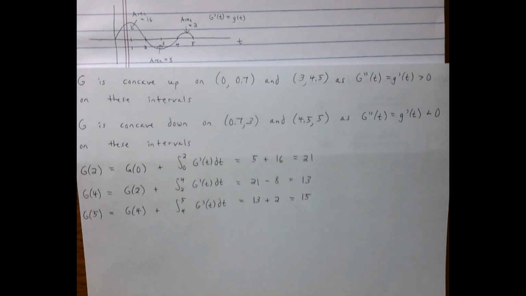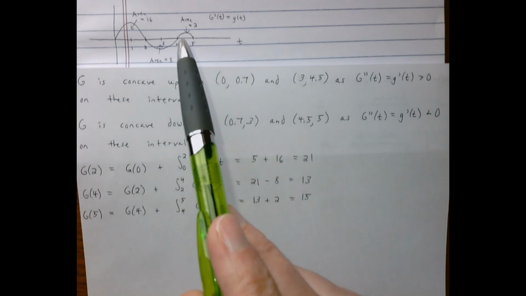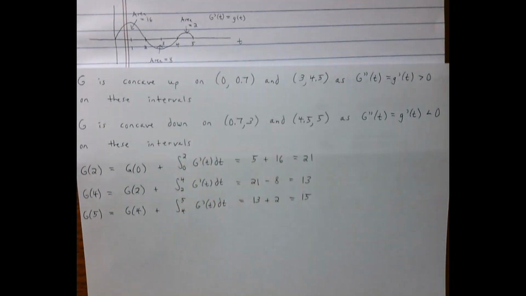And finally, G of 5 looks like this. The value of the definite integral from 4 to 5 would be +2, since that piece lies above the t-axis.